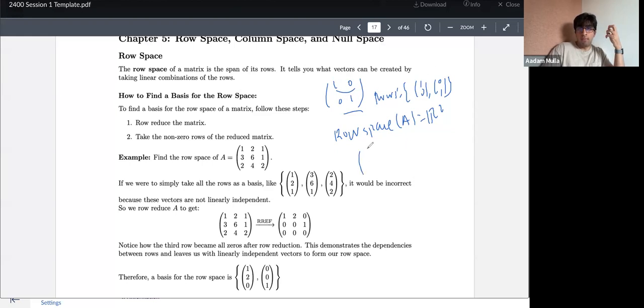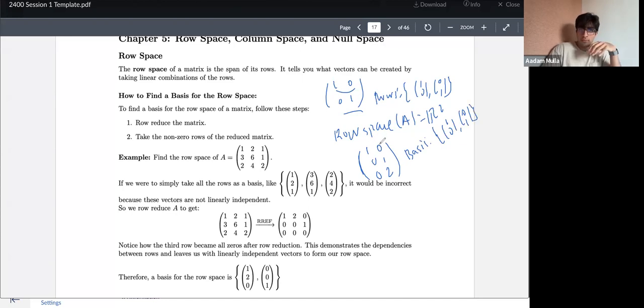But what if I have a matrix that looks like this? This is 1, 0, 0, 1, 0, 2. If you notice, this third row here is kind of redundant. The row space is still R2, because these two vectors make R2 and this one is just tagging along. It's an extra. So a basis for the row space would still be 1, 0, 0, 1. So basically we would remove that redundancy. How do we remove that redundancy?